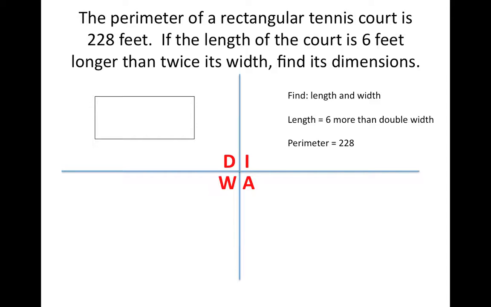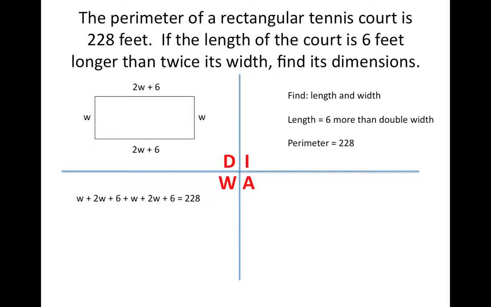Let's call the width W. What expression do you think makes sense for the length? Six more than double the width can be written as 2 times W plus 6. The perimeter is 228. That means all the sides add up to 228. So we can write an equation. All 4 sides add up to 228.